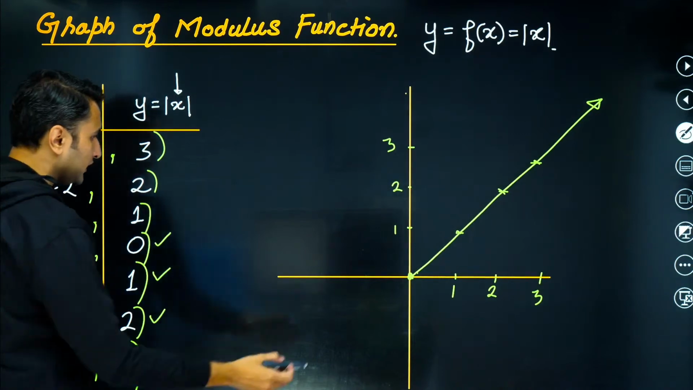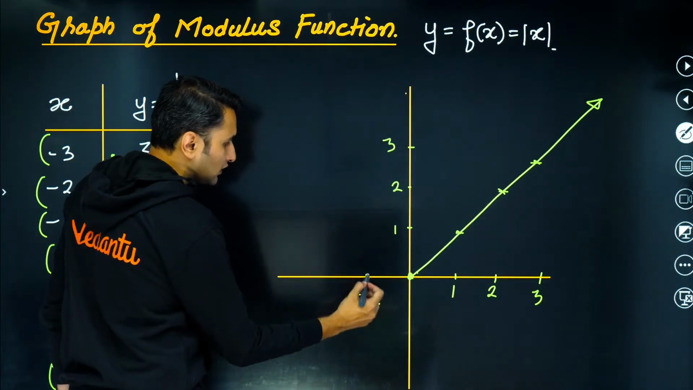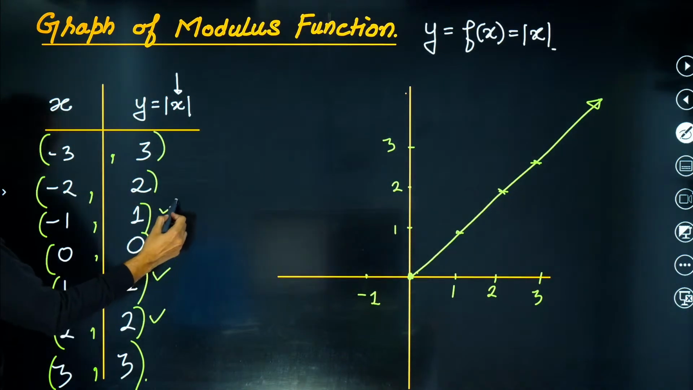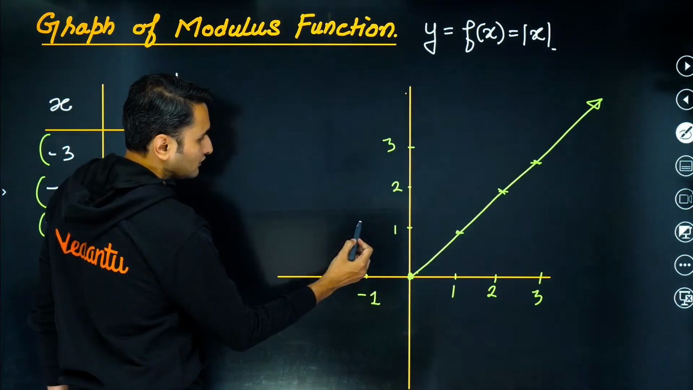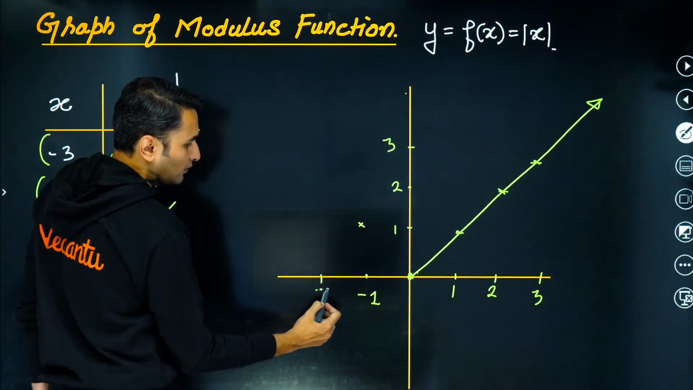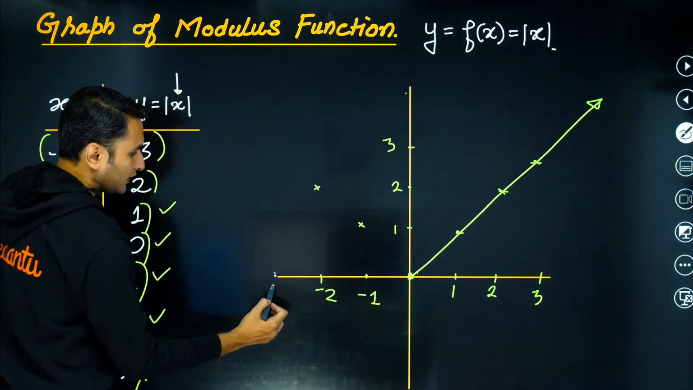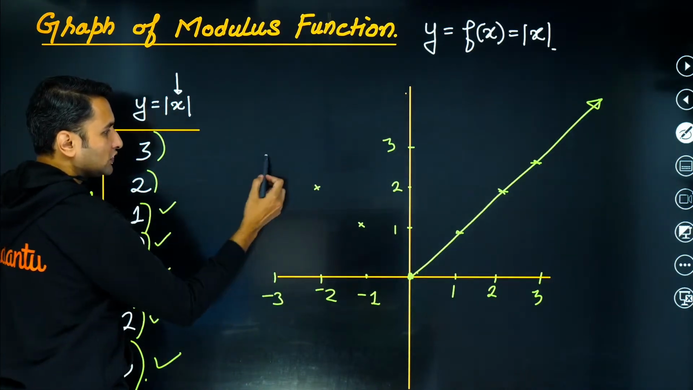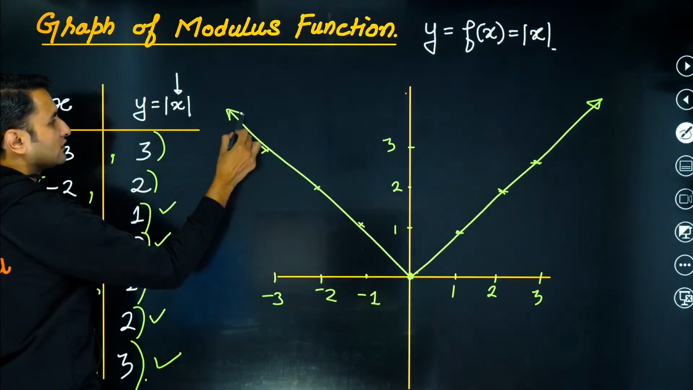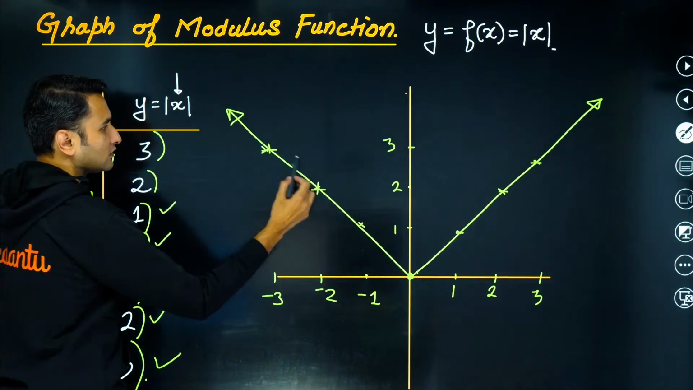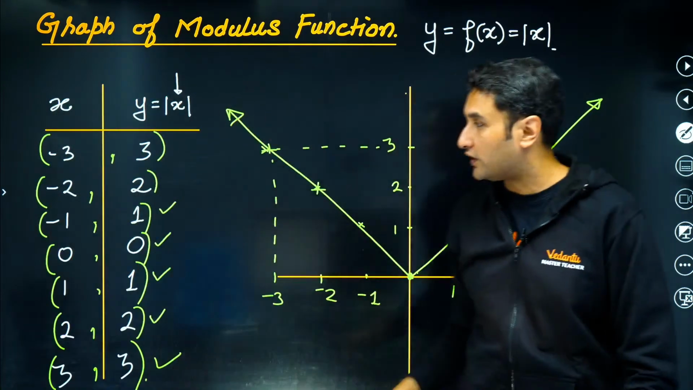Clear? Now similarly, when you have minus 1, 1, so minus 1, 1 will be somewhere here. Then minus 2, 2, somewhere here. And then minus 3 will also give you output 3, somewhere here. So the graph will go like this. Do you observe? So see this. This is very important to understand.